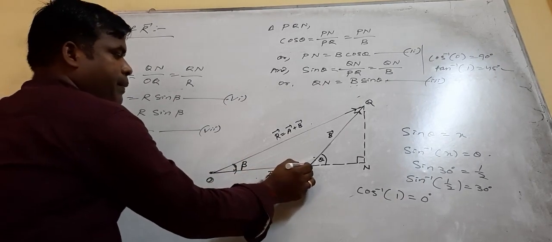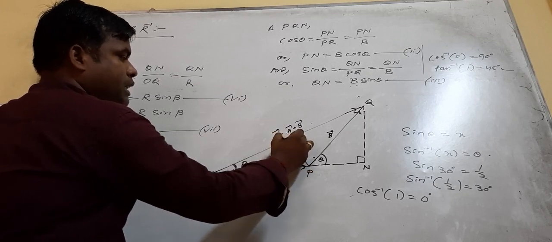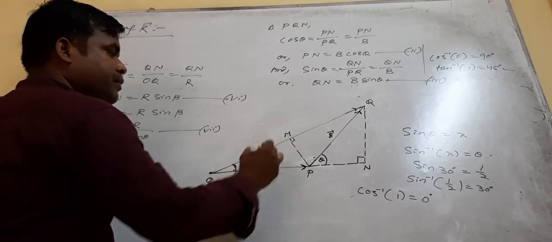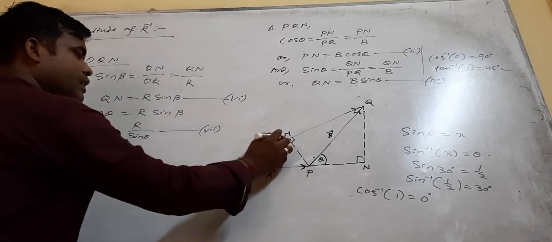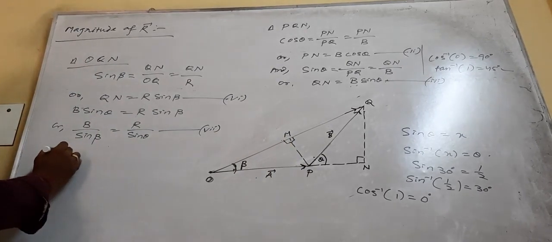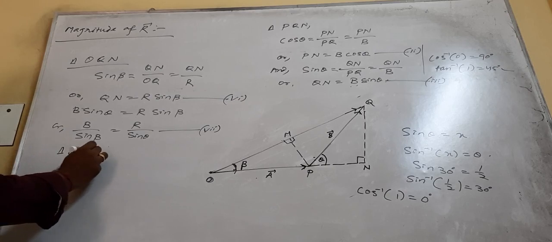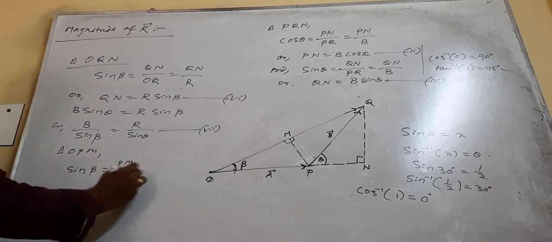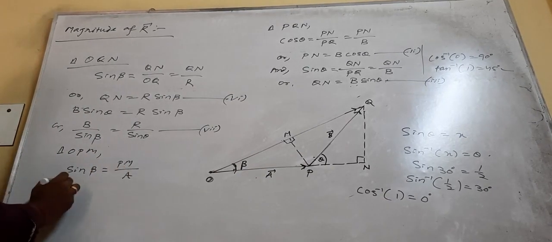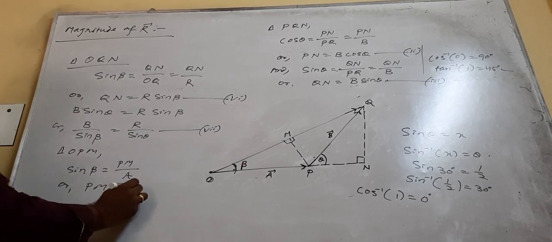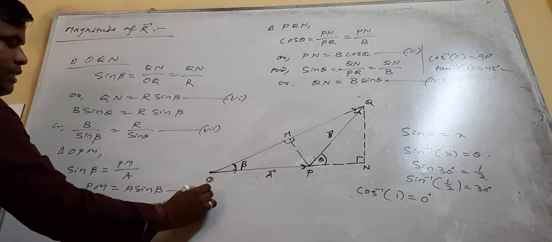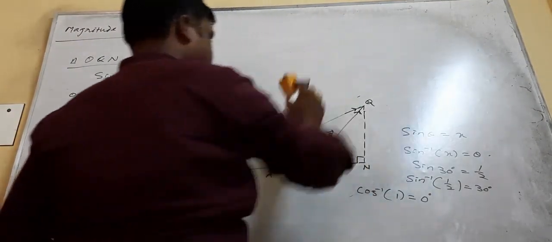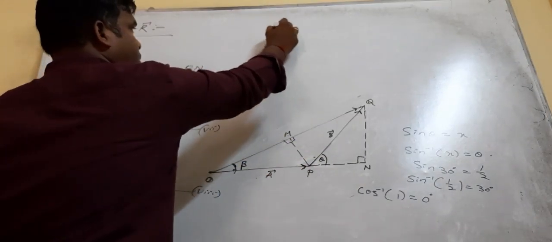So again, if you draw a perpendicular to this side, let it be M. It is 90 degree, it is also 90 degree. In triangle OPM, sine beta is PM by OP. OP means that is A, or PM is A sine beta. Similarly, you can take this triangle PMQ.